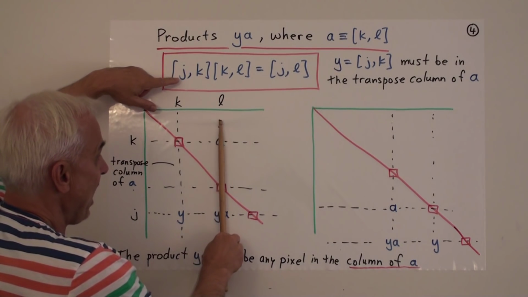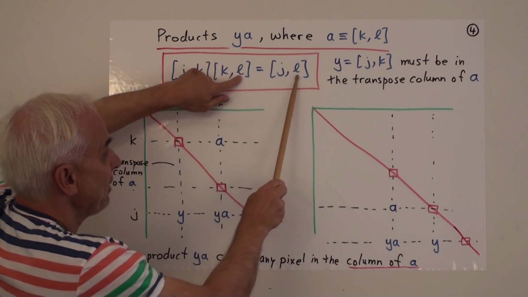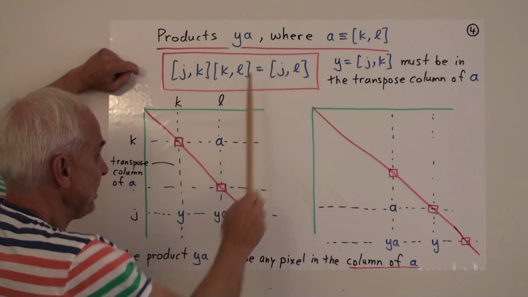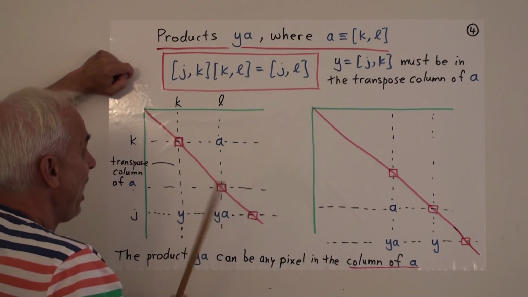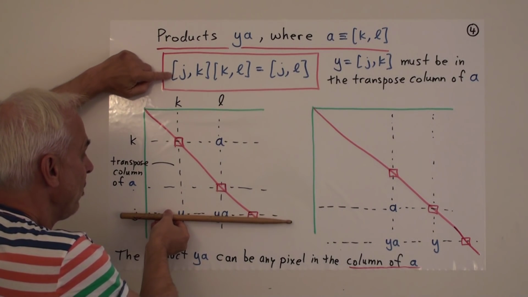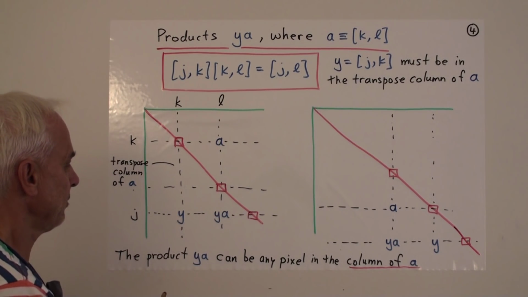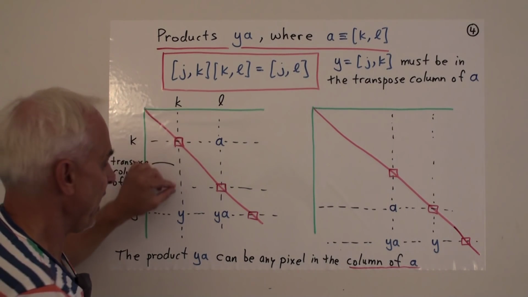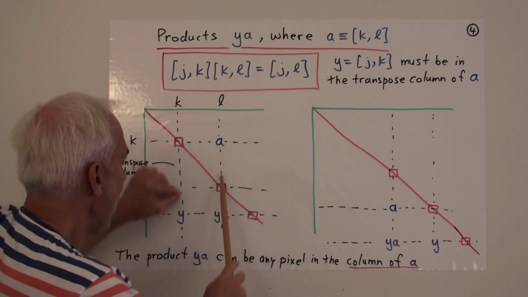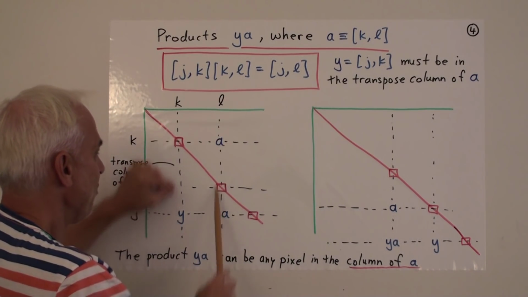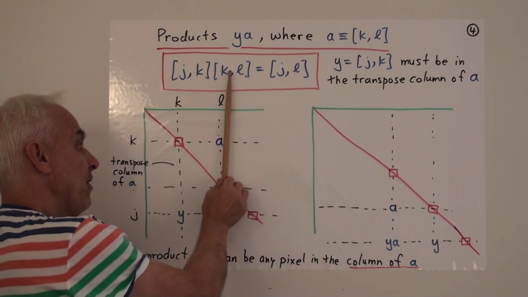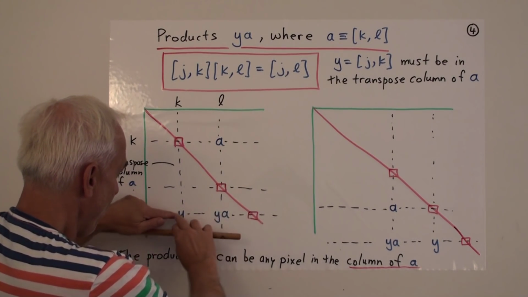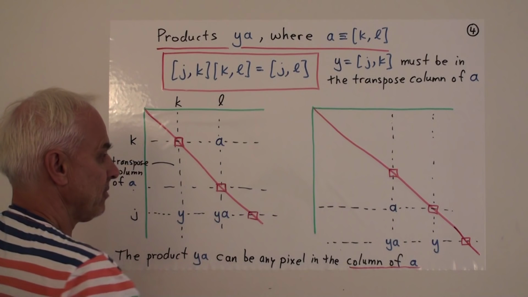While this YA and A have the same second entry. It means that they're in the same column. So this is in the same column as A and the same row as Y. So as Y moves up and down this transpose column of A, then correspondingly Y times A moves up and down the column of A. So in such a way that the row of Y and YA are always the same.